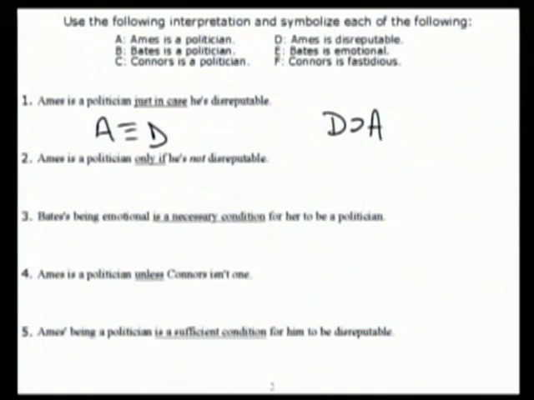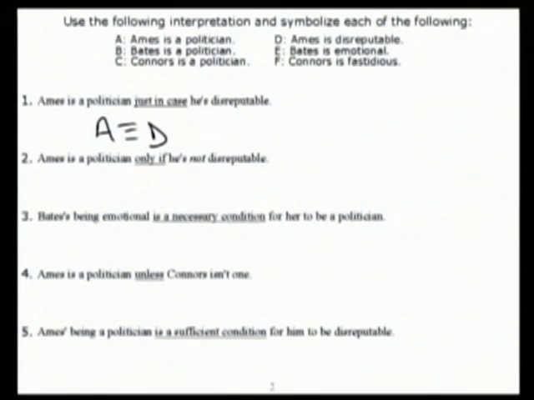And number one, the way it's written, is saying that, but it's saying something else. It's saying not only is Ames a politician in case he's disreputable, which is symbolized by that, it's saying it's just in case. It's only if he's disreputable. So this is exactly like if and only if, to say just in case. And that's why I wanted to highlight this, because it has caused trouble in the past. Just in case simply means if and only if, and is properly symbolized by the triple bar. Does that help at all, Sam? Okay.